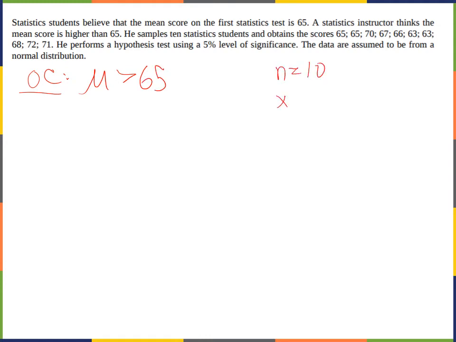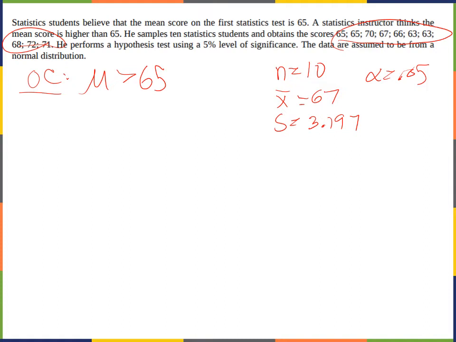What we don't know is the sample mean or the sample standard deviation. We would have to actually calculate that using all these data values. Well, the good news is I already did that for you. So 67 is our mean, and our standard deviation is 3.197. Okay? Our alpha is 0.05, and we have everything we need to get going.